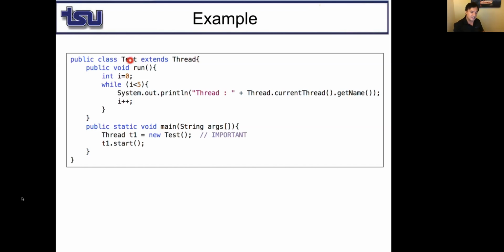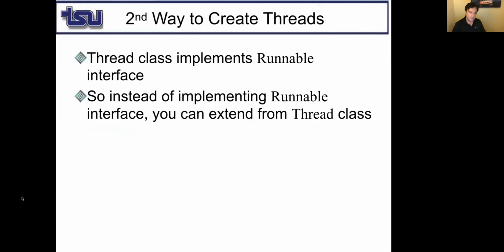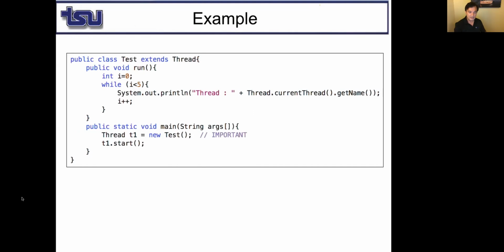For example, a class can extend from only one other class. When I say Test extends Thread, that means Test will not be able to extend from another class that I may need. But in the previous example, when I say Test implements Runnable, a class can implement multiple interfaces, no problem. But a class can extend only one class. Therefore, this is not a good object-oriented programming approach.